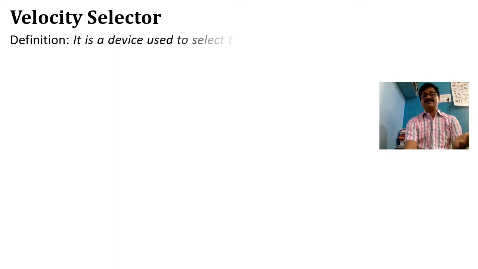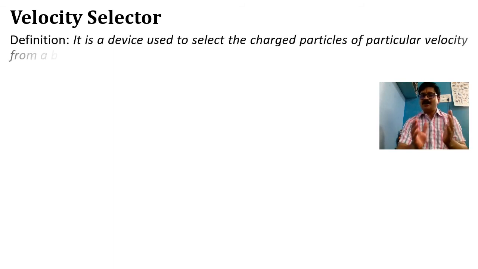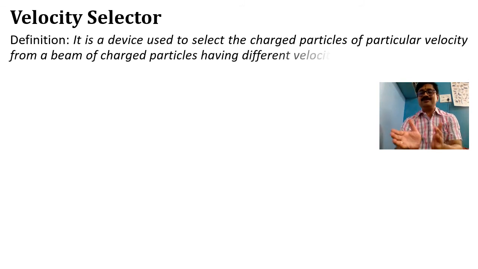A velocity selector is a device used to select the charged particles of a particular velocity from a beam of charged particles having different velocities. So this is a very simple definition, my dear friends. Do you agree on this? Okay. So let's take a look at the construction and working of this particular velocity selector.